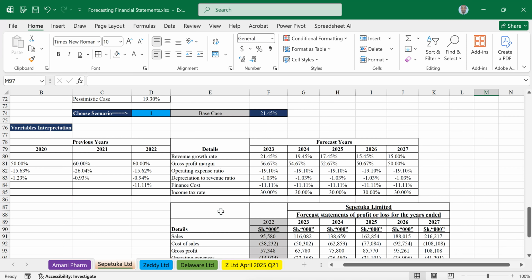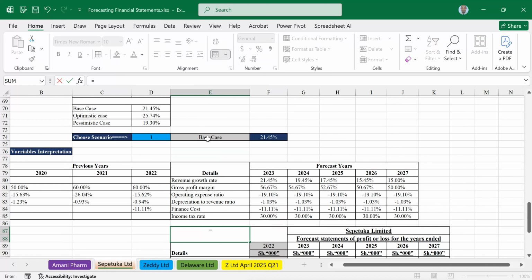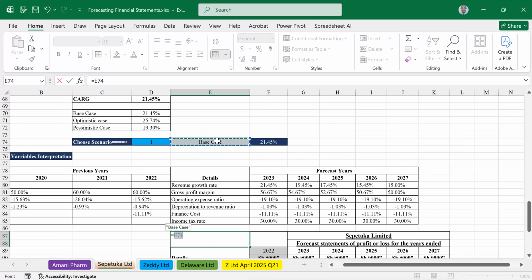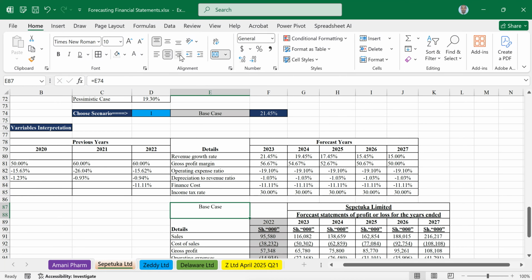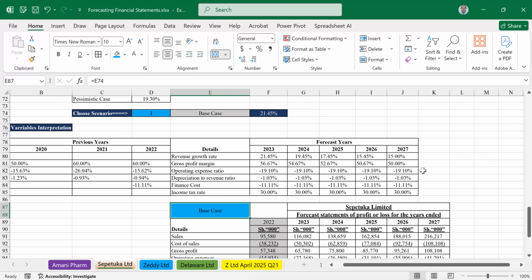Now I want you to click somewhere here. There's a space. I believe there's also a space here. Equal sign. Then click on the base case. Under choose scenario, there's base. Then you will have that here. It will be changing as you change anything. Then you can go ahead and include it in there. So that is the base case.